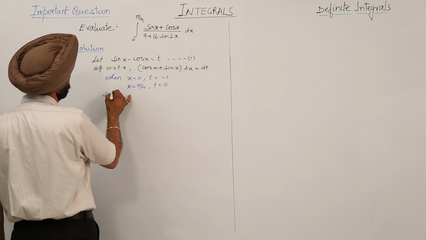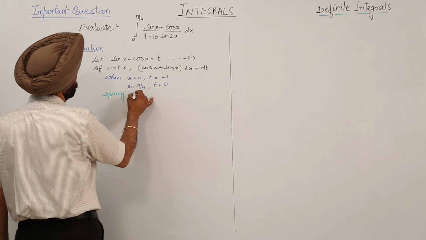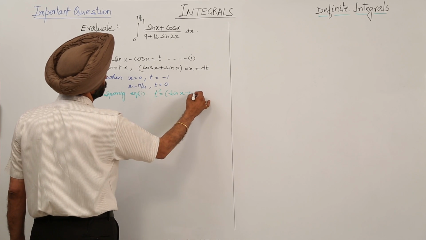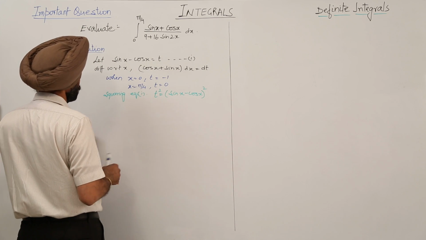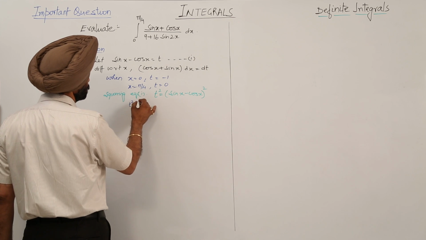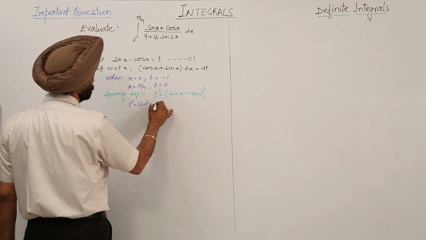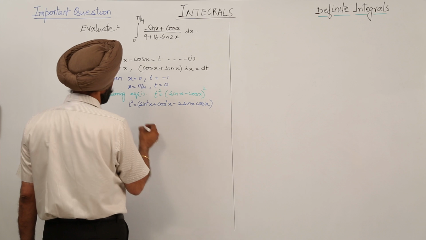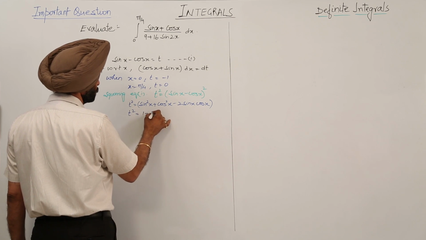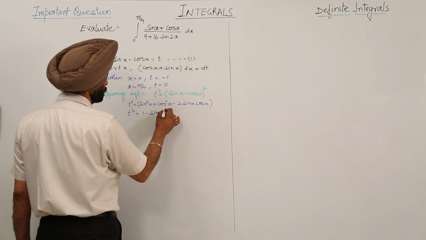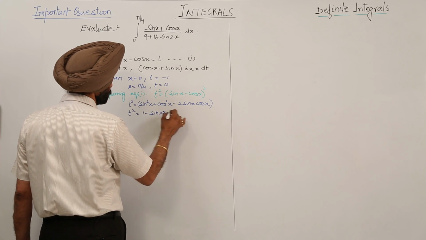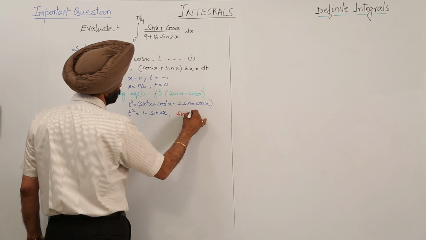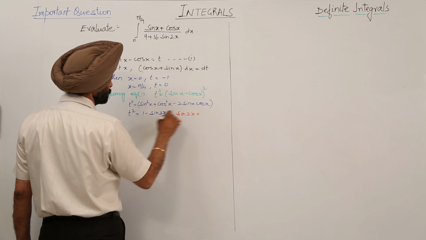Now, squaring equation 1, t square is equal to sin x minus cos x whole square. Now, this becomes t square is equal to sin square x plus cos square x minus 2 sin x cos x. So t square is equal to 1 minus sin 2x, okay. And now sin 2x is equal to 1 minus t square.